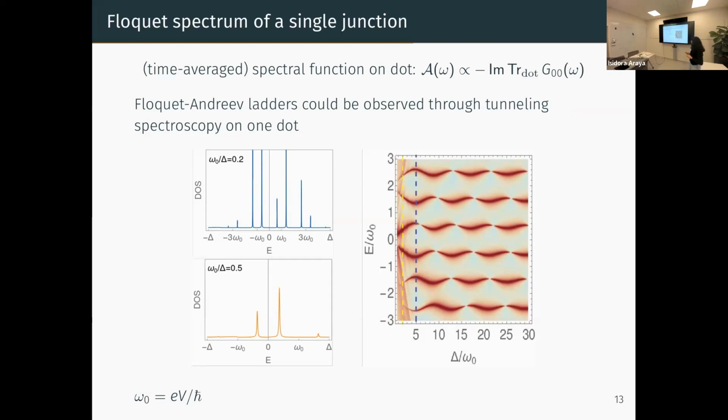To get an idea of what this looks like, I make some cuts. The blue cut, for example, would correspond to this figure here. So we get some families of peaks that are repeated. And if I increase the drive, the width is enlarged because I'm more hybridized with the lead, so I get some larger peaks.